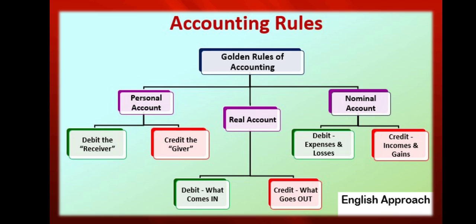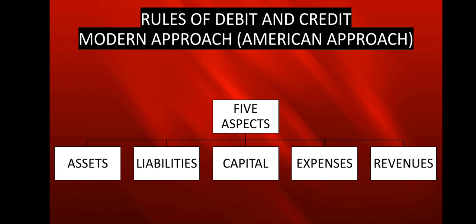Very easy to understand, only if you all know the basic terms. If you don't know the basic terminologies, it is very difficult to understand the modern approach. So you have to focus on 5 terms. The rules of debit and credit under modern approach, otherwise known as American approach, focus on 5 aspects. You have to know the meaning of these 5 terms, children. If not, the rules will get confusing for you all. The 5 aspects are assets, liabilities, capital, expenses, revenues.